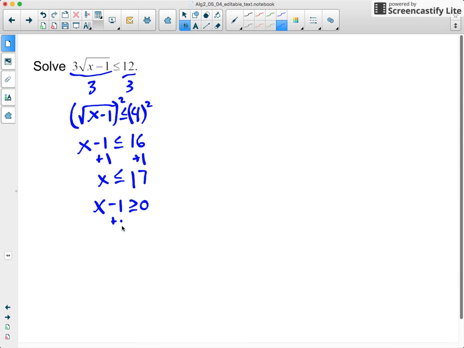So we're adding 1 to both sides, and we would get x is greater than or equal to 1. So our solution then is 1 is less than or equal to x, which is less than or equal to 17. And that's the solution here.